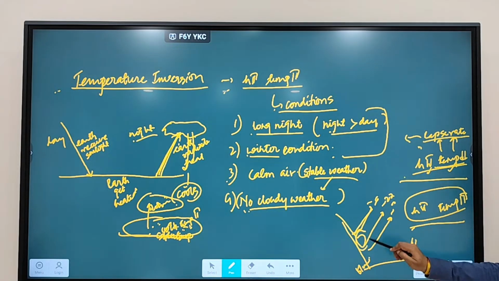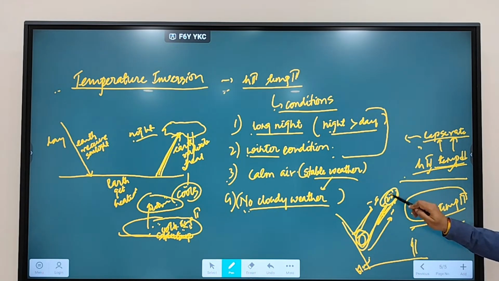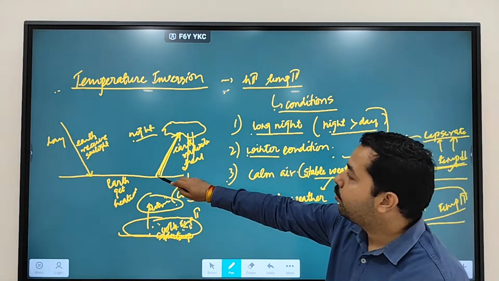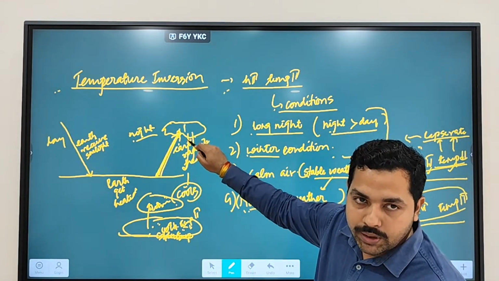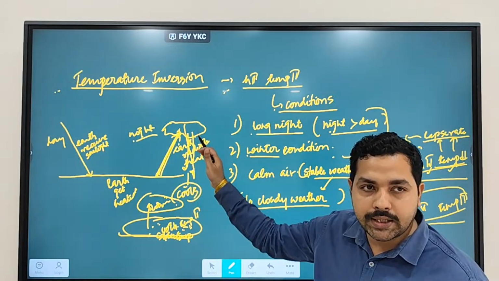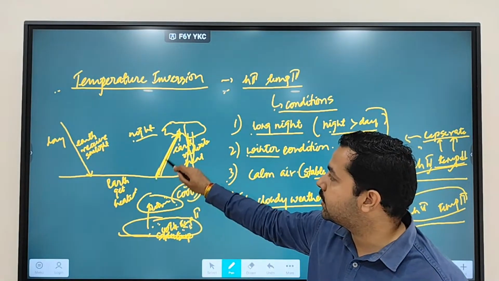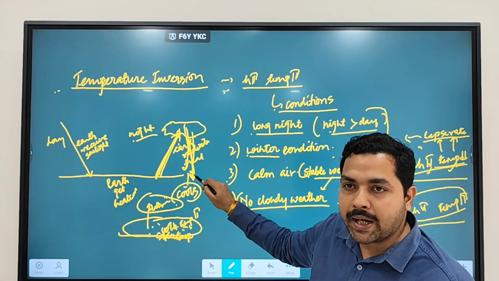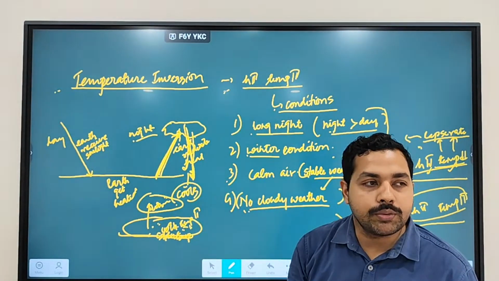So what will happen? Cloud is what? Cloud is reflecting things. Clear? So when cloud is there, whatever heat the earth is radiating, it will again reflect it back to the earth's surface. So the earth will not cool down because the earth is again getting heat. Whatever heat the earth is radiating, that heat is coming back to the earth's surface. So the earth will not cool down.